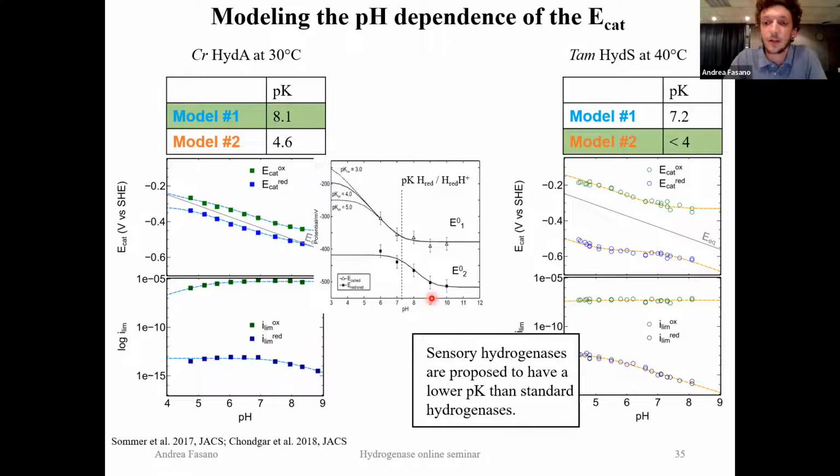For example, spectroelectrochemical titration. Again, from the work I mentioned before, it was shown that the pK for Chlamydomonas reinhardtii is neutral, which is fully consistent with a protonation coupled to the first chemical step. On the other hand, again in Mülheim, in the laboratory of Wolfgang Lubitz, it was shown one year later that sensory hydrogenases have a lower pK than standard hydrogenases, which is fully consistent with a protonation coupled to the second chemical step rather than the first.